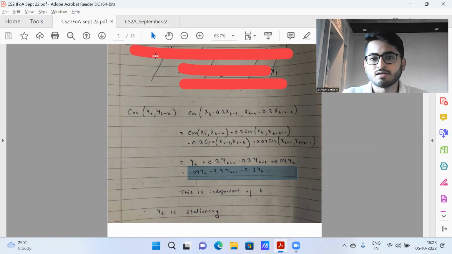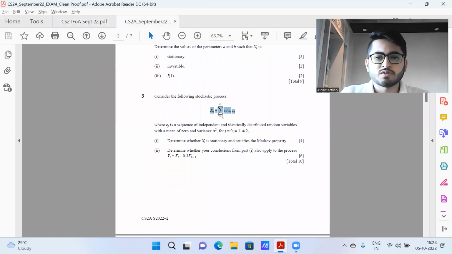So many students did struggle in part two. Part one, many of them were able to solve. They did take a lot of time using these methods, which should have saved a lot of time, I think, and might have helped in part two as well. So this was question three.